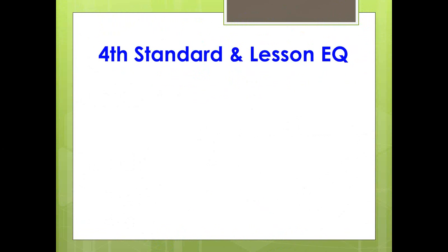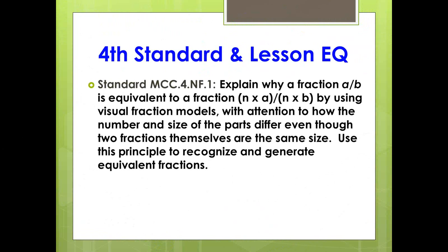The next is the 4th grade standard and the lesson essential question. We see that this is NF1, and we want to explain why a fraction A over B is equivalent to a fraction N times A over N times B, by using visual fraction models with attention to how the number and size of the parts differ even though 2 fractions themselves are the same size. Use this principle to recognize and generate equivalent fractions.